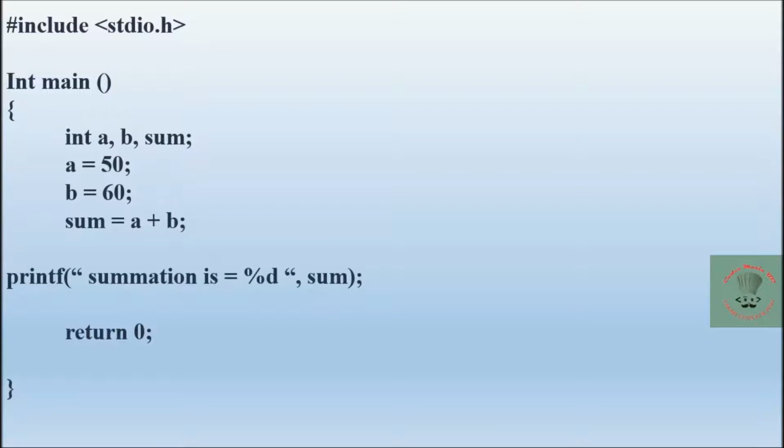We can do summation in C. This is a program. We declare some integer variables here. C has three primary data types: integer, float, and character. Here we use int a, b, and sum. These are variables. You can use any name, but there are some rules. In our next class we will talk about it.